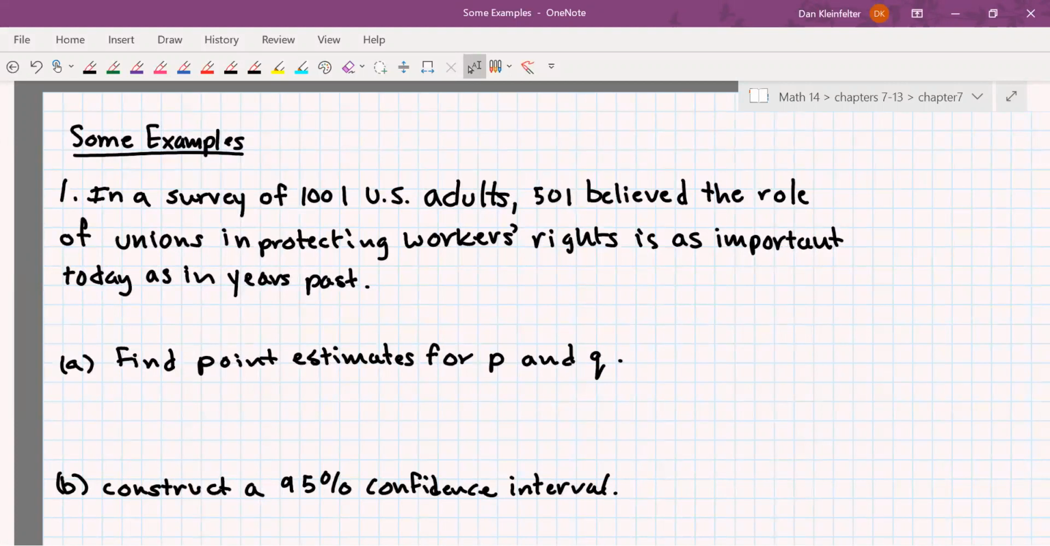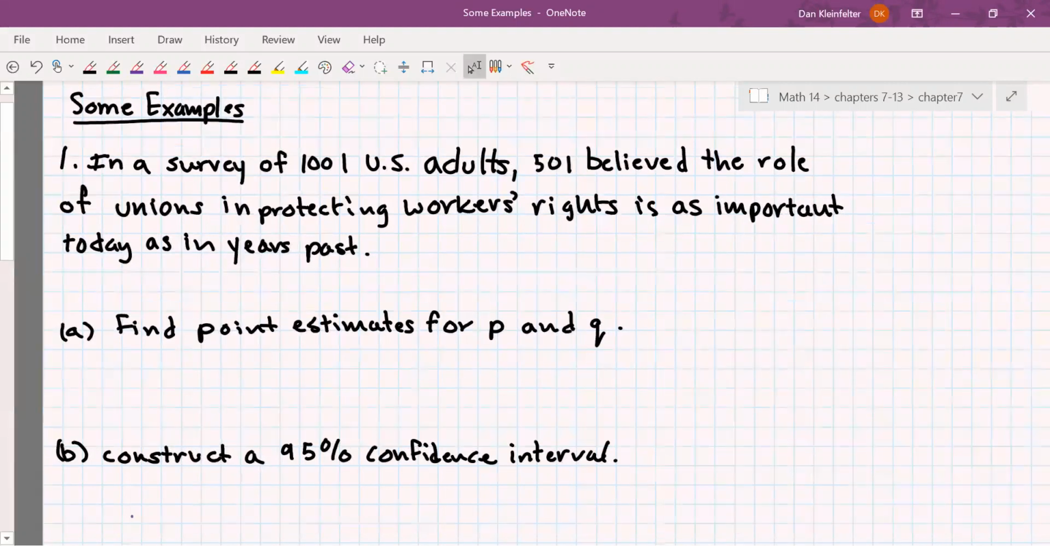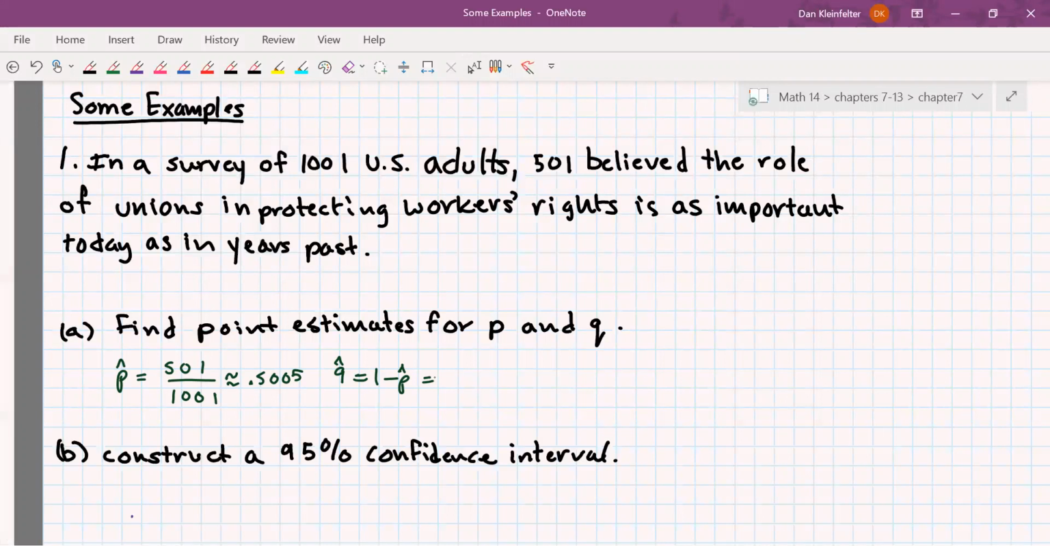So first of all, we're going to get point estimates for P and Q. P hat will be 501 out of 1,001. We'll need an approximation for that, 0.5005. And Q hat is 1 minus P hat, and that is 0.4995.